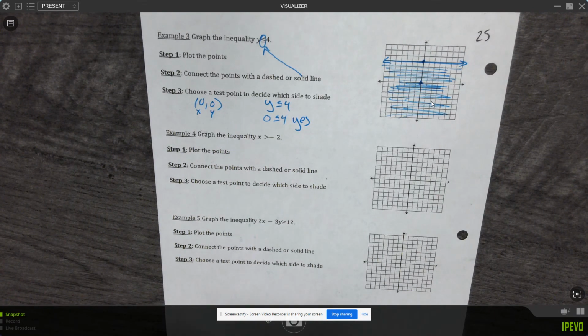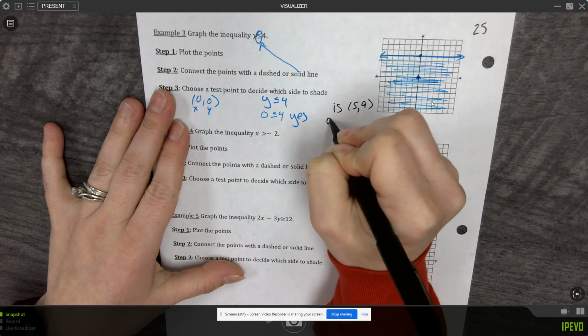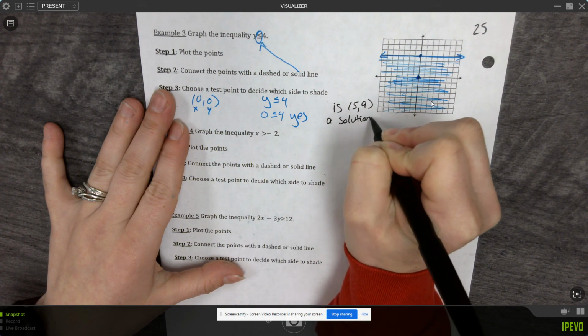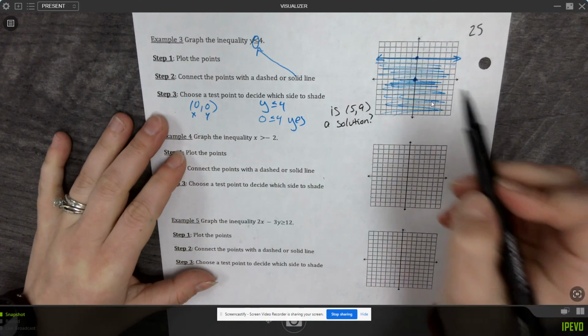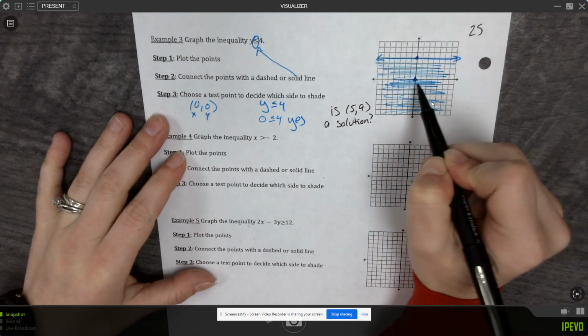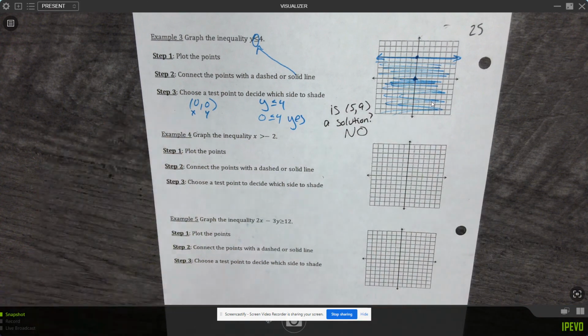So then if I asked you, is 5, 9 a solution? What would you say? Is 5, 9 a solution? What would you say to that? Yes or no? How do you know? Well, if you go to 5, 9, I don't know exactly where it is, but it's somewhere up here. Is that a solution? No. How do I know that? It's not in the shading.